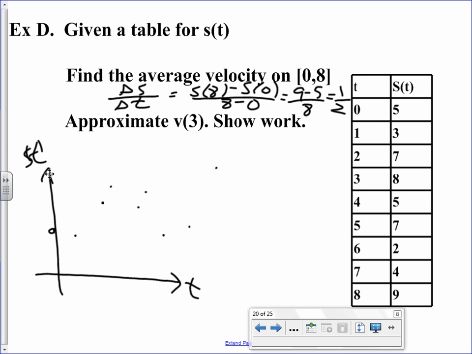That would be the slope of the secant line. That'd be the slope of the line connecting the first point, (0, 5), to the last point. So you're not finding the slope at any one point. You're finding the average slope.